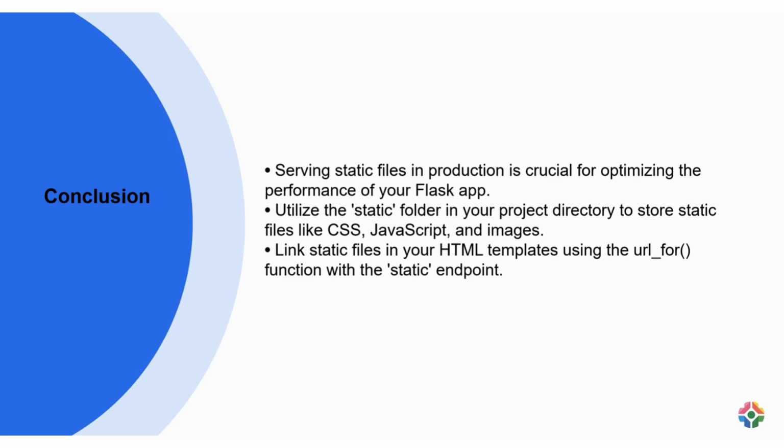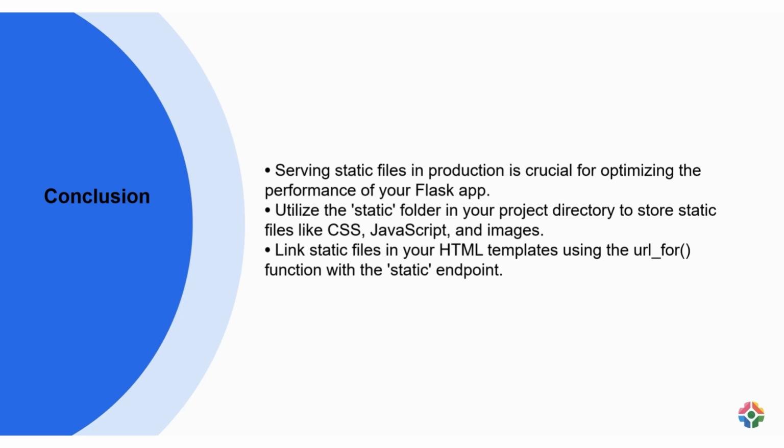3. Linking static files in HTML templates. Utilize the Flask url_for function with the static endpoint to link static files in HTML templates. Example: <link rel="stylesheet" href="{{ url_for('static', filename='css/styles.css') }}">. The filename argument denotes the path to the static file within the static folder.